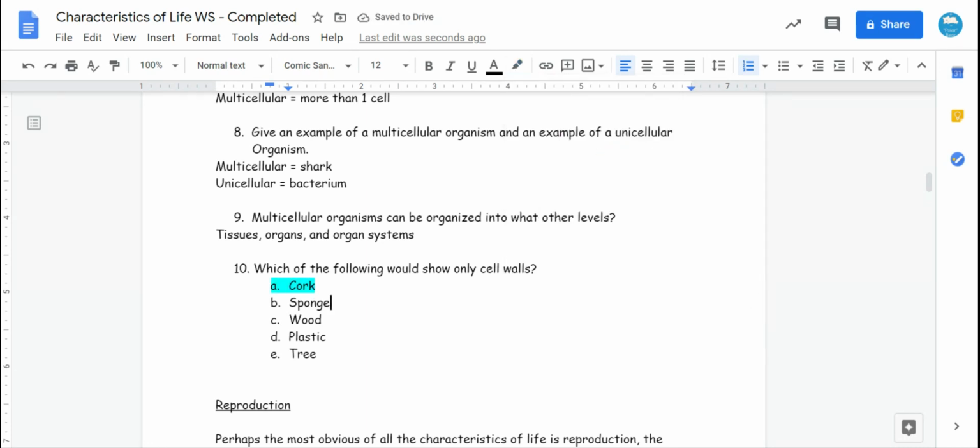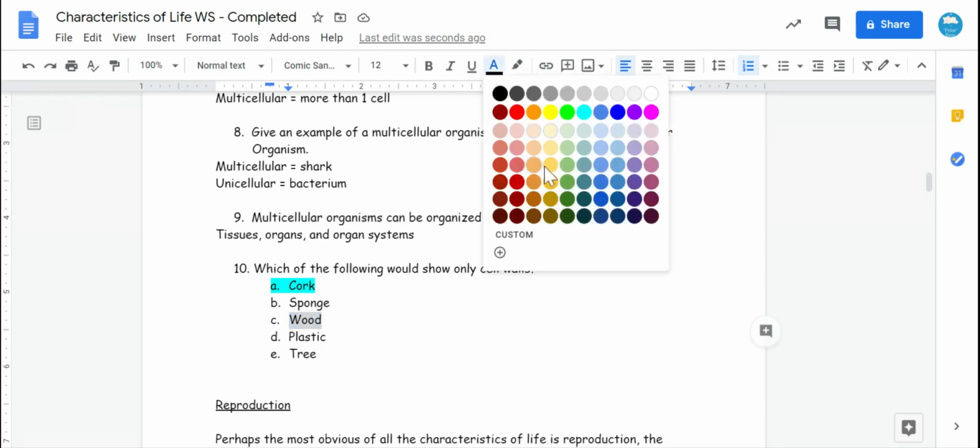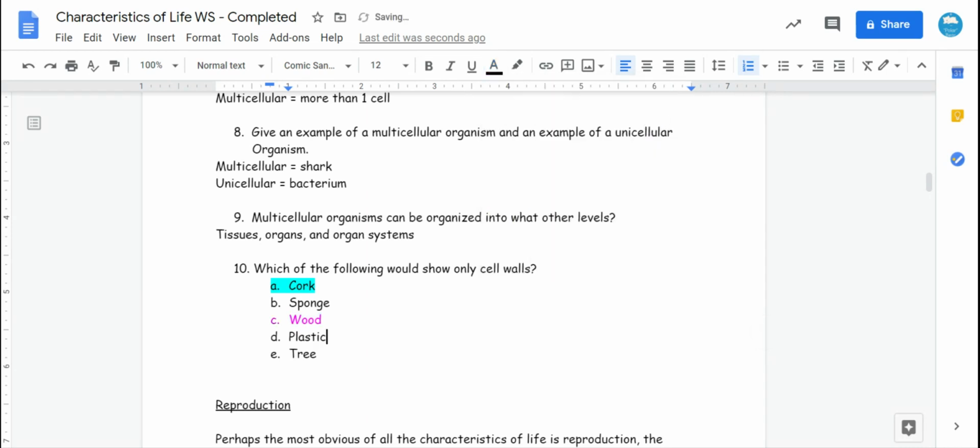Sponge, that is a living thing. It doesn't say it's a sponge removed from its habitat or anything like that. So I'm going to assume that that's alive. Wood though, yeah. I'm going to use purple. Plastic, no, that doesn't have cells. So that's not going to be right. It's actually made up of something different, some other kind of molecules or some other kind of particles that we'll talk about later on this year. We mentioned them last year. We'll talk more about them this year.